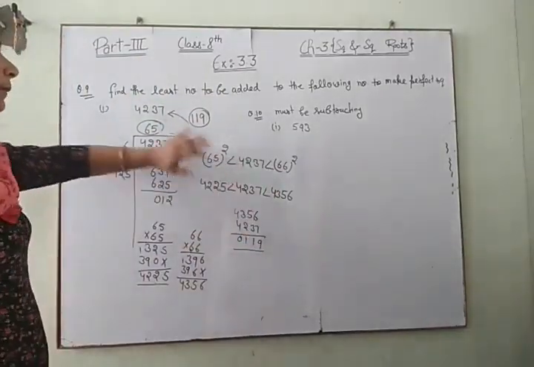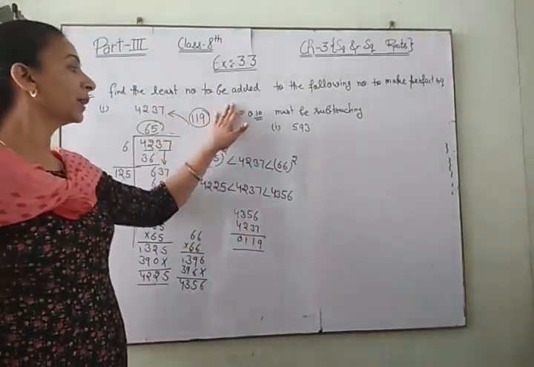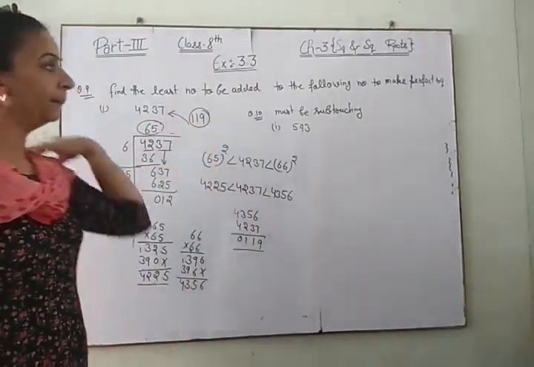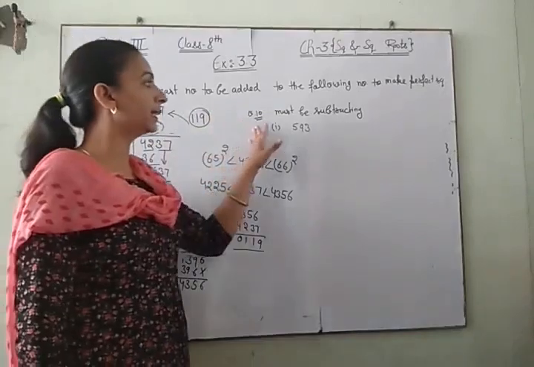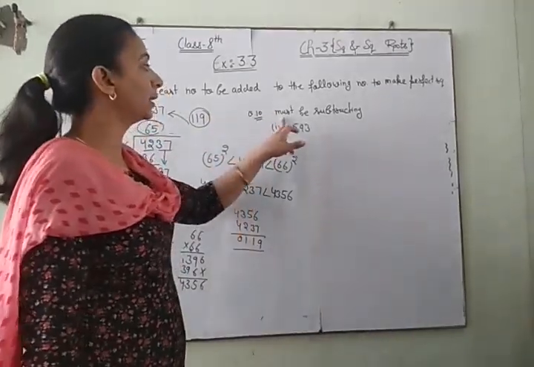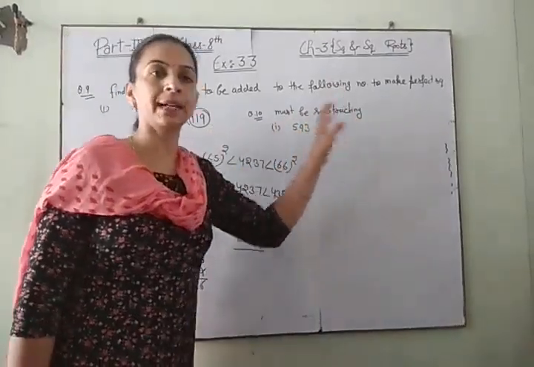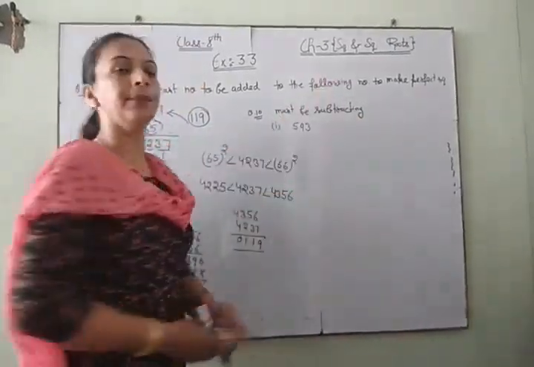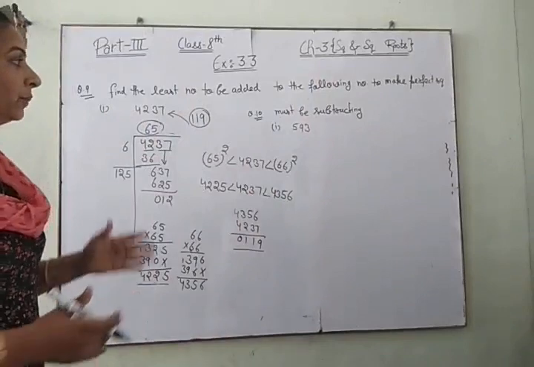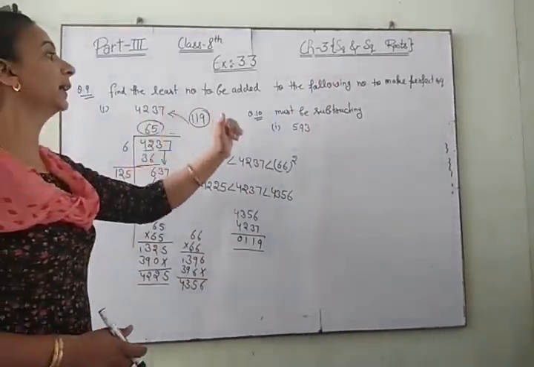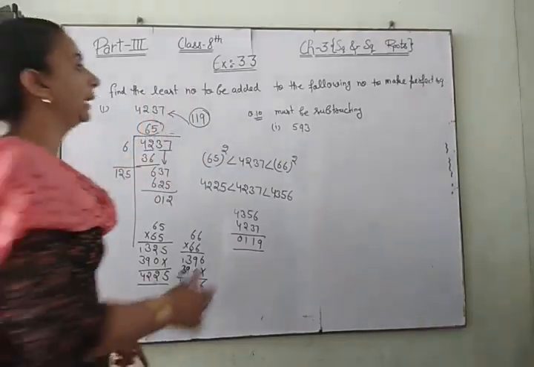Students, if you find any least number so that the resulting number is a perfect square, then you follow this method. Next, question number 10, the same type, and in these questions the least number must be subtracted so that the resulting number is a perfect square. So we apply the same method, but we take subtraction, and in this question there is an addition.